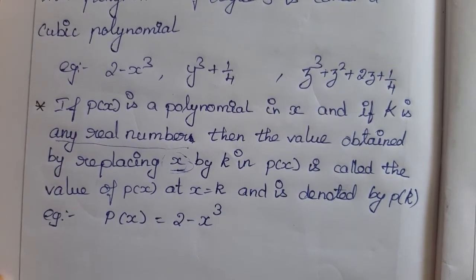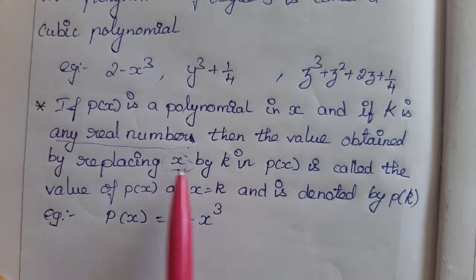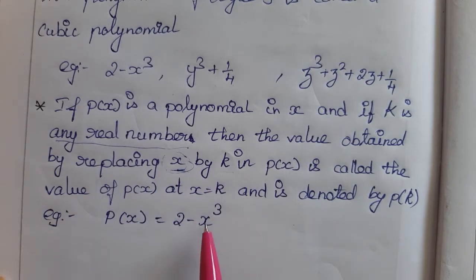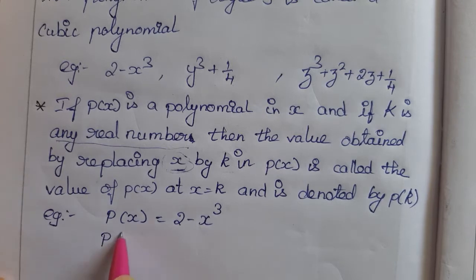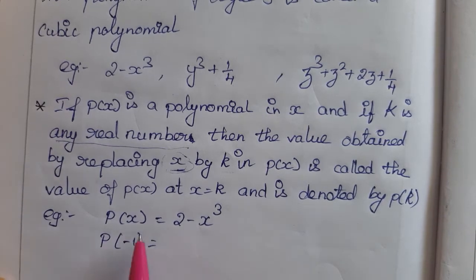Example, we will take the polynomial p of x is equal to 2 minus x cube. Now I am going to replace x by k, where k is any real number. Let me replace it by any number, say minus 1. So p of minus 1. Instead of x, I have to put minus 1 here.